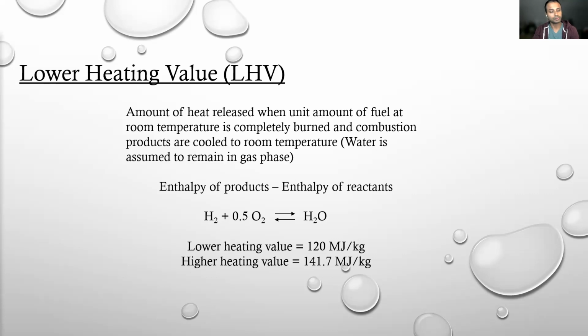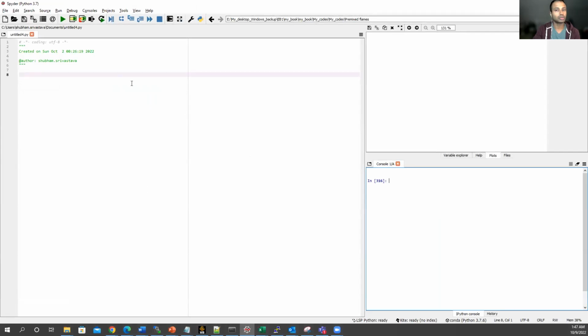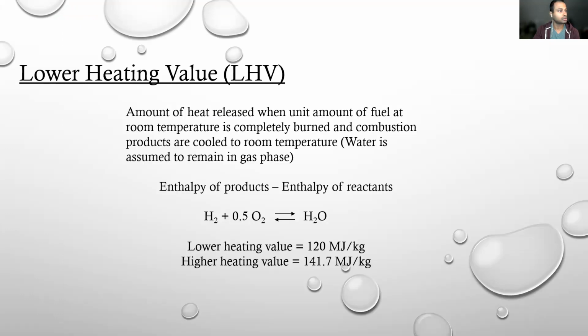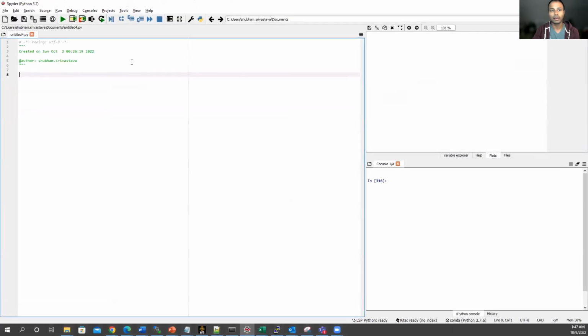So let's jump into Cantera and start writing the script. Okay, so this is Spyder again. Let's start with the usual, importing Cantera: import cantera as ct. Then let's again use GRI 3.0 as the input data file for this case as well, because it has hydrogen, oxygen, and water in its species.